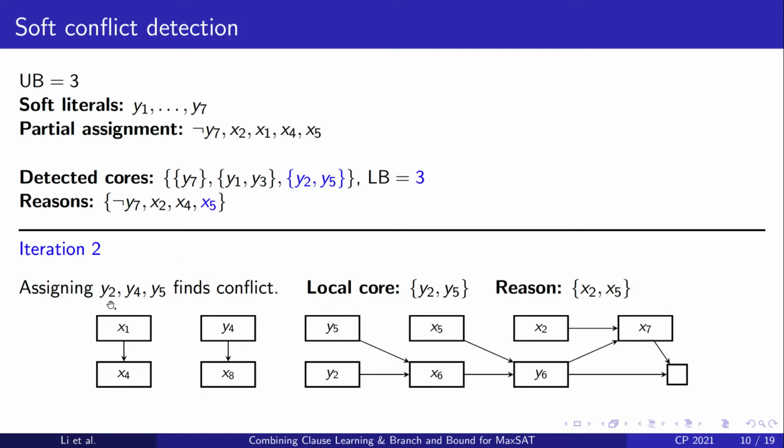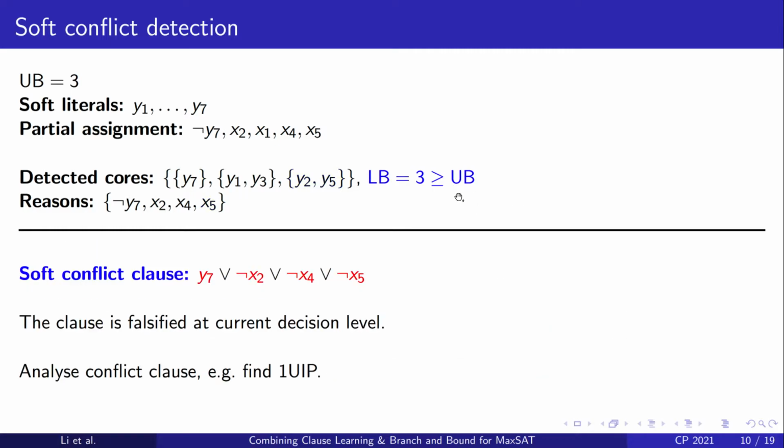Now we have assigned, for instance, y2, y4, and y5. Again, analyzing the implication graph, we have detected now that the minimized local core is y2, y5. So in this case, y4 is not relevant for this core. And we have also detected that the reasons are x2 and x5. So we add one extra core, we update the set of reasons, and now we have detected that the lower bound is equal to the upper bound. Therefore, we have detected a soft conflict.